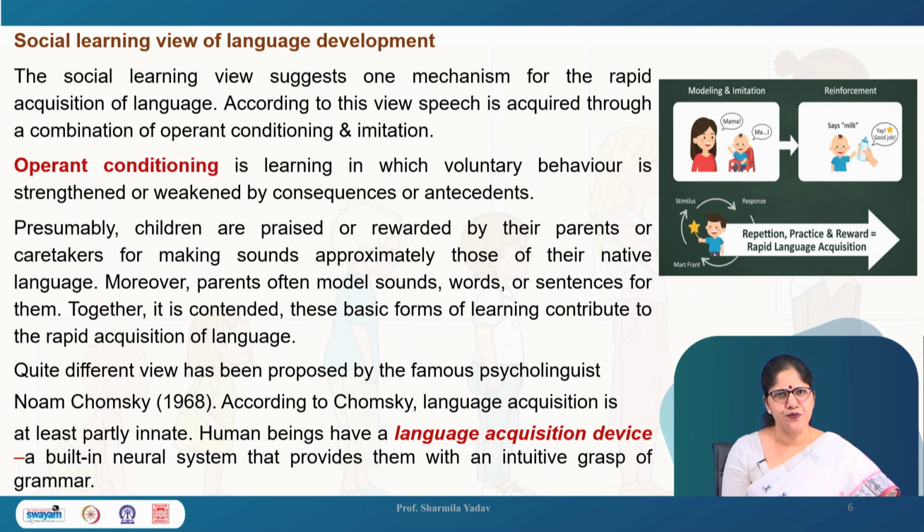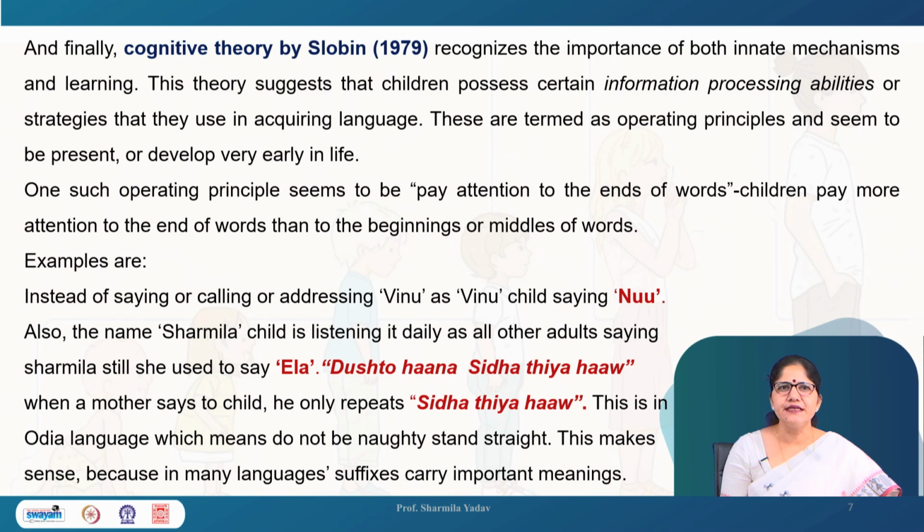Quite a different view has been proposed by the famous psycholinguist Noam Chomsky. According to Chomsky, language acquisition is at least partly innate. Human beings have a language acquisition device, that is LAD, a built-in neural system that provides them with an intuitive grasp of grammar. And finally, cognitive theory by Slobin recognizes the importance of both innate mechanisms and learning. This theory suggests that children possess certain information processing abilities or strategies that they use in acquiring language. These are termed operating principles and seem to be present or developed very early in life.